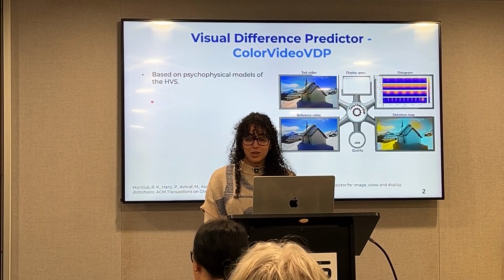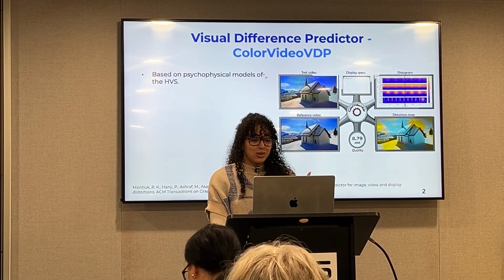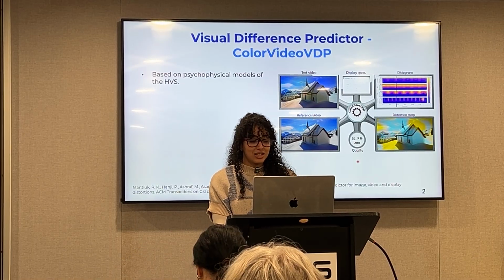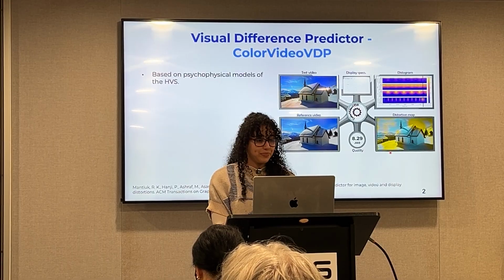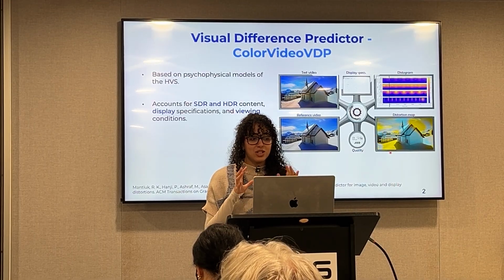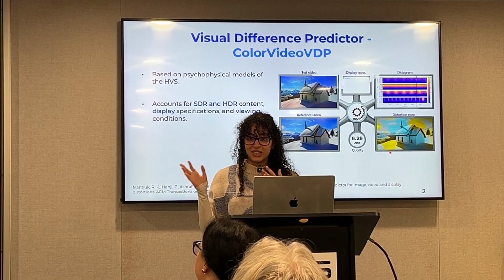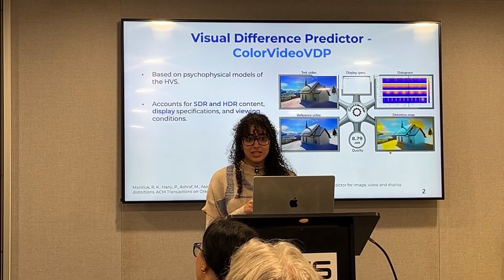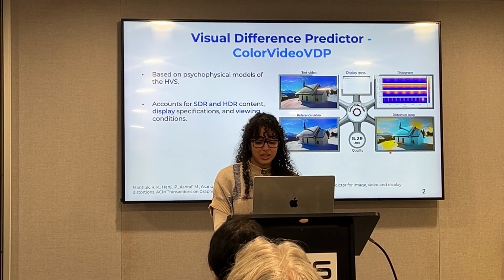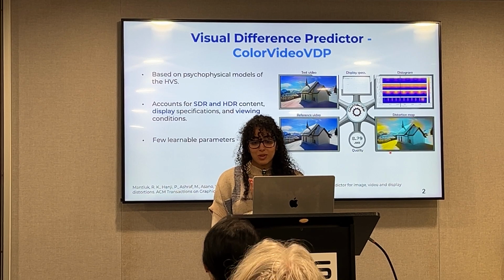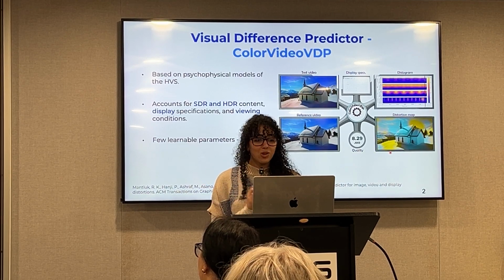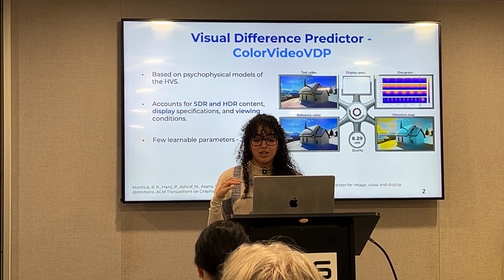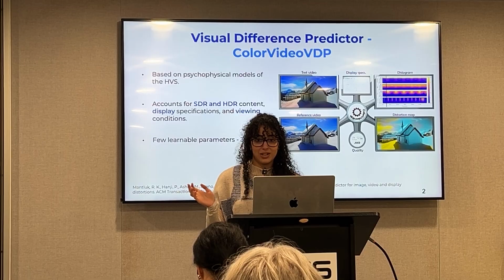For anyone here who doesn't know about ColorVideoVDP yet, it is a metric based on a psychophysical model of the human visual system, to assess the visibility of distortion between a test and a reference video, and that can be either a quality score, histogram, or distortion map. Because it's based on a psychophysical model, it can account for display specification, making it able to work with SDR and HDR content on every display and viewing condition. Also, it's a white box model based on low-level human vision with only very few learnable parameters. We only have 33, which allows it to generalize across a diverse range of distortions.